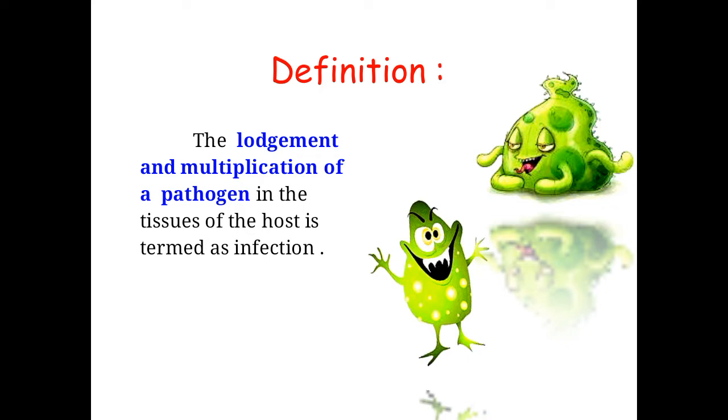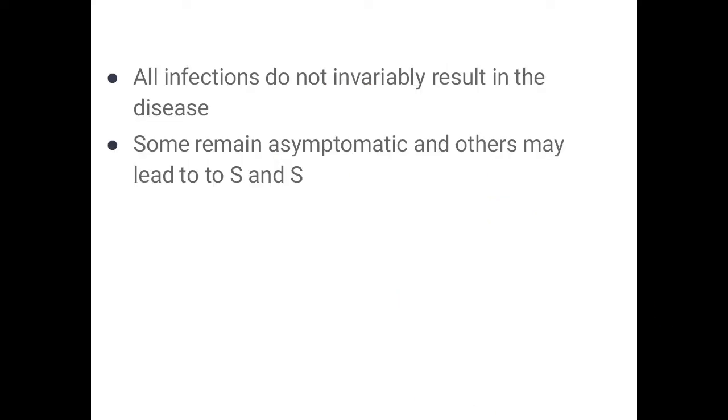The lodgement and multiplication of a pathogen in the tissue of the host is termed as infection. Means the tissue of the host, the pathogen will lodge and it will multiply. That is known as infection. All infections do not invariably result in the disease. Some remain asymptomatic and others may lead to signs and symptoms. One S remains the signs and the other S remains the symptoms.